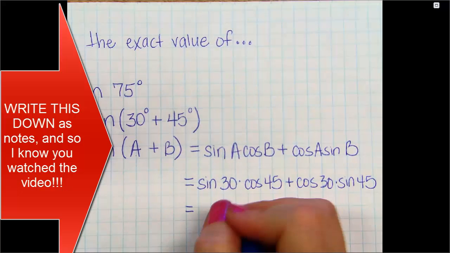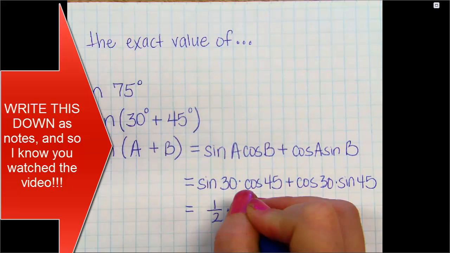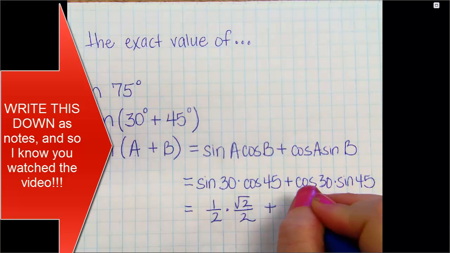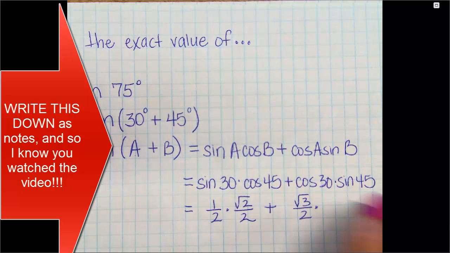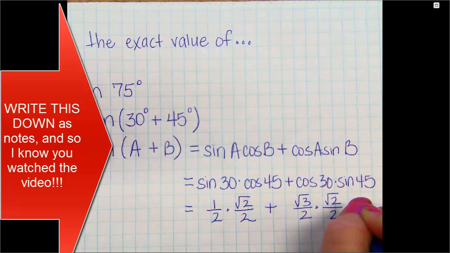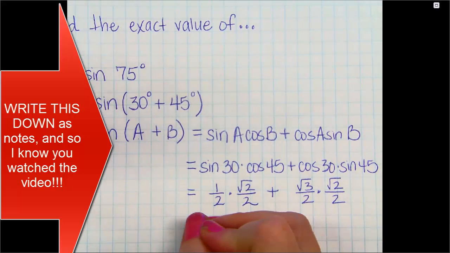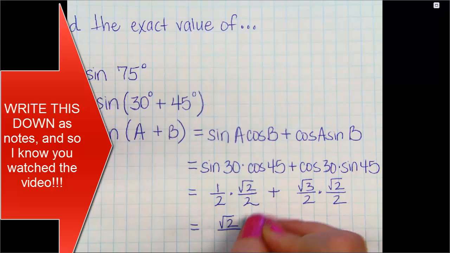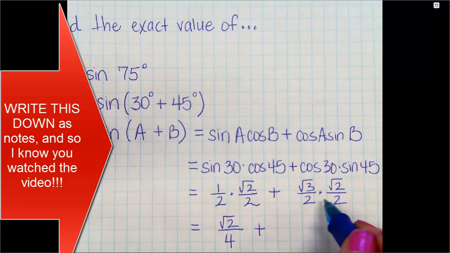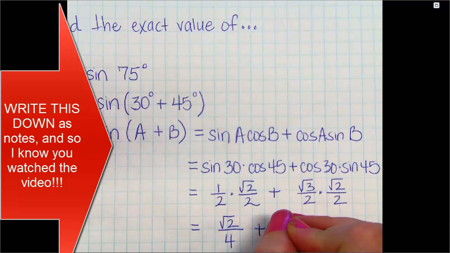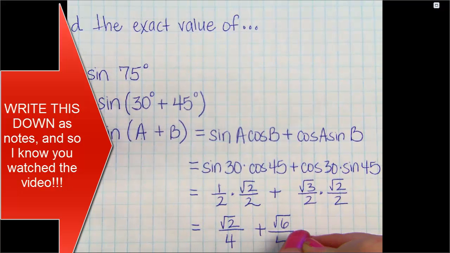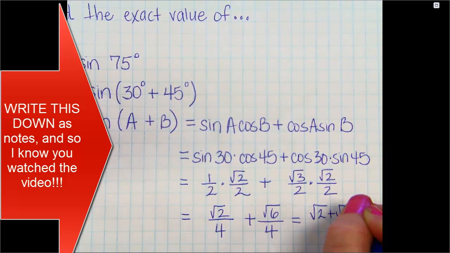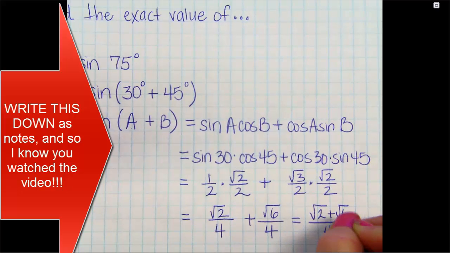Sine of 30 is 1/2. Cosine of 45 is root 2 over 2. The cosine of 30 is root 3 over 2. Sine of 45 is root 2 over 2. Follow PEMDAS. Multiply before you add. 1 times root 2 is root 2. 2 times 2 is 4. Root 3 times root 2 is root 6, and 2 times 2 is 4. Now I'm adding. I have a common denominator, so I'll keep it. Combine your root 2 plus root 6 all over 4. And that's your answer.